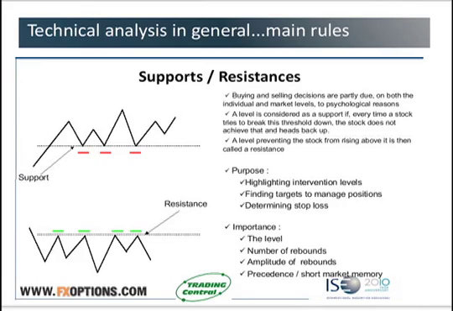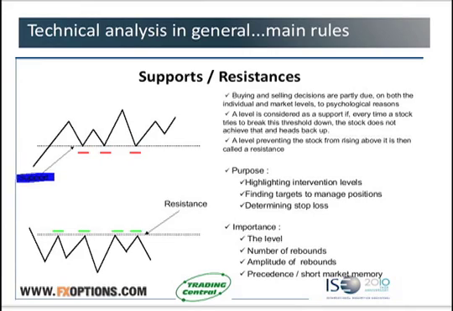So, main rules on technical analysis, two main rules. We will study two main rules: supports and resistances, and then trends. As you can see, a support is an area you can see on a chart of any kind of underlying. It could be a stock, Forex, or a commodity.